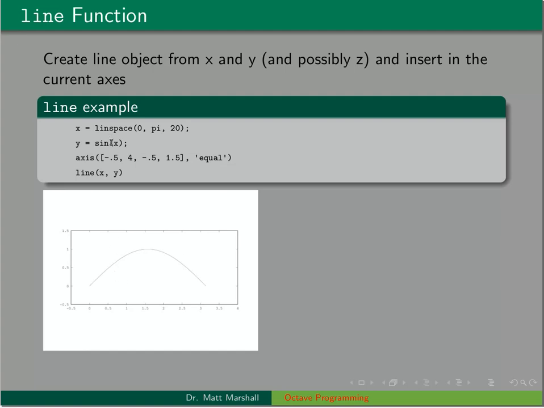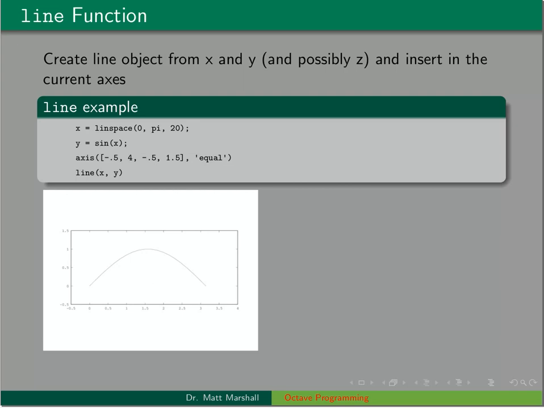And so the arguments to line are two arrays. We have an x array and a y array. And so the first element of x will be plotted with the first element of y, so we have 0, 0. And then the second element of x will be plotted with the second element of y, and so on. And that will create the line.